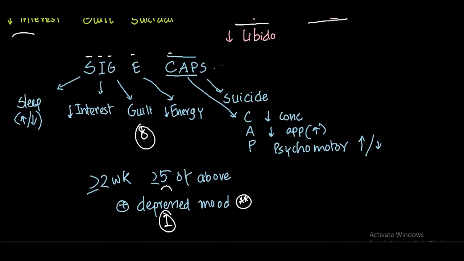What are the 8 SIG-E-CAPS? Starting with the S, sleep disturbance, and the last S is suicidal thinking. So 2 S's: sleep disturbance and suicidal thinking. Then I and G. I is lack of interest. G is a feeling of guilt. E is lack of energy or feeling fatigued. And CAPS: C is lack of concentration, A is appetite, lack of appetite, and sometimes appetite may be increased. And P is psychomotor changes, which can be psychomotor excitation or agitation, or maybe psychomotor retardation.